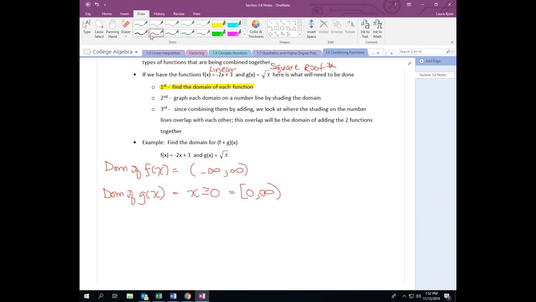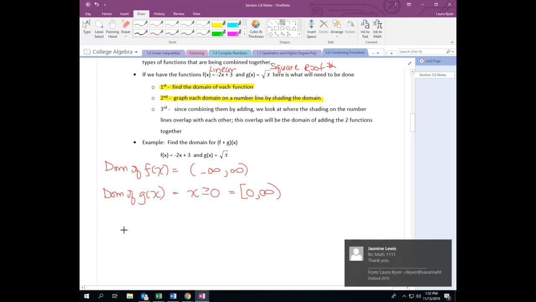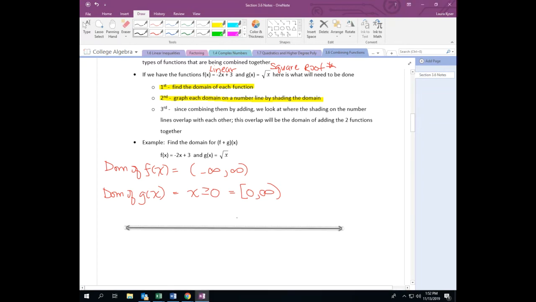Now, step 2, graph each domain on a number line by shading it on the number line. So I'm going to make myself a number line here. Here's my number line. And on my number line, I can just put whatever I want on it. I want to make sure that it has 0 on it so that we can shade the second one. But let's say here's 0, 1, 2, 3, 4, 5, -1, -2, -3.